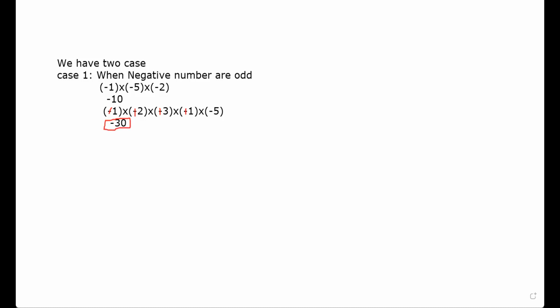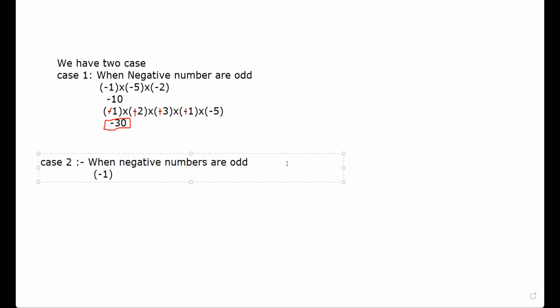And case 2 says that when negative numbers are even, you can easily see that, my dear students. Suppose I take two numbers, -1.